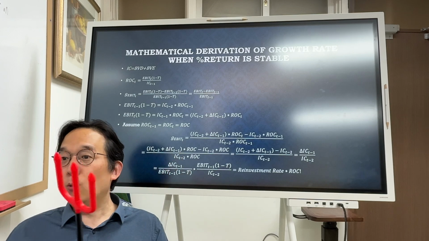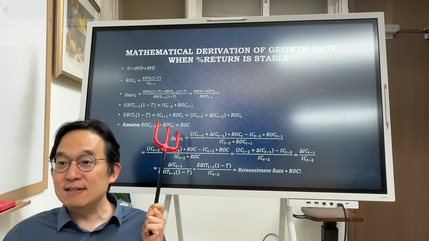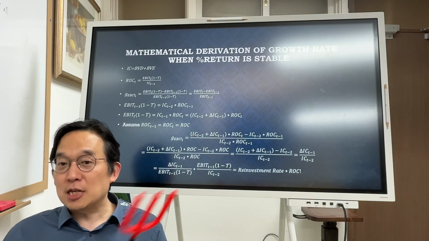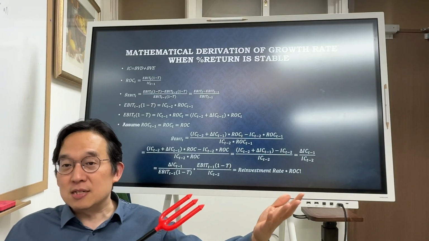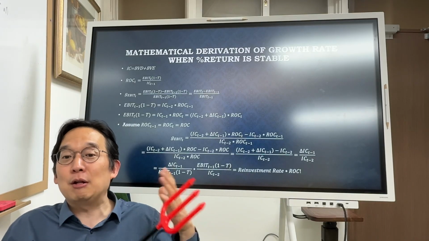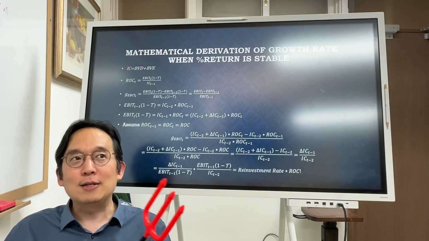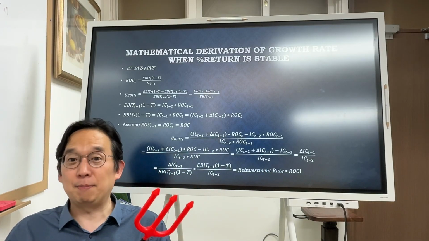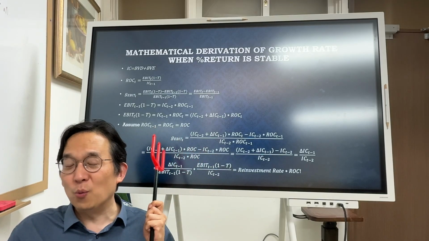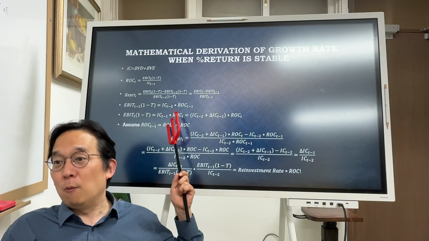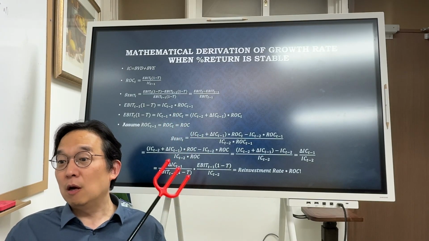Okay, having said that, what's the mathematical derivation of growth rate when percentage return is stable? Of course, in the textbook, they talk about when the rate of return changes, then your growth rate will be temporarily shocked, and then it will stabilize over the long run. But I'm afraid we don't have time to cover that part in this semester. So a simple model will take you a long way. So here, when return is stable, how can we compute or estimate the growth rate?